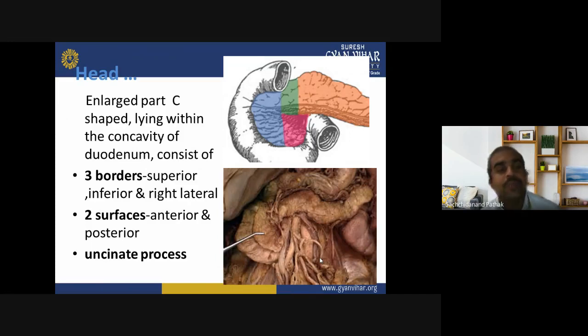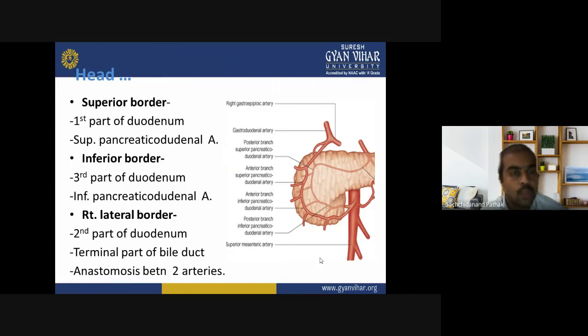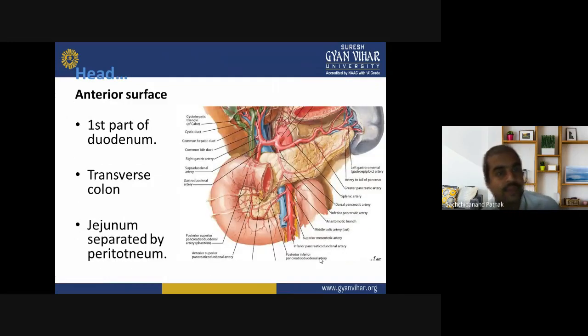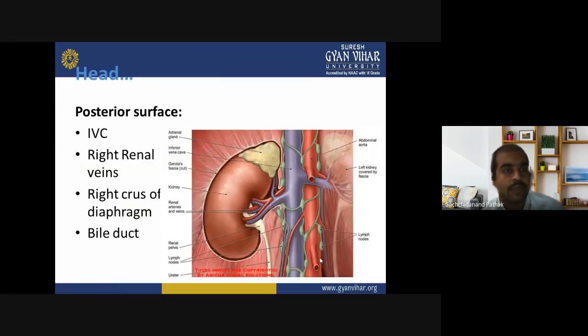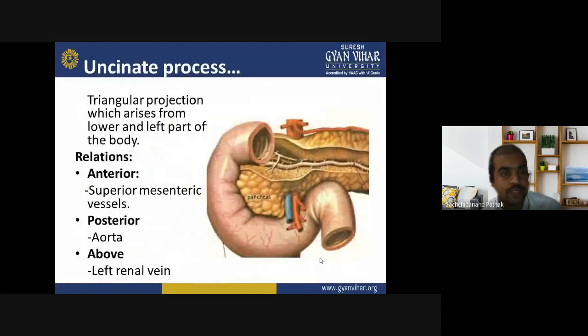It will consist of three borders, superior, inferior and right lateral, and two surfaces, anterior and posterior, and it has the uncinate process. So these two superior borders we already discussed. Then the anterior surface will be there. Then we have seen the head, that is the posterior surface. The uncinate process is a triangular projection which arises from the lower and left part of the head.